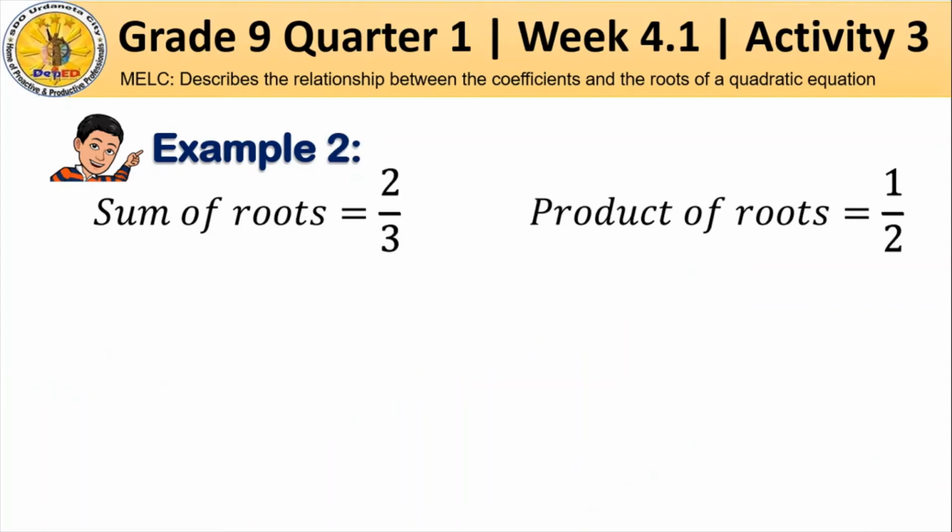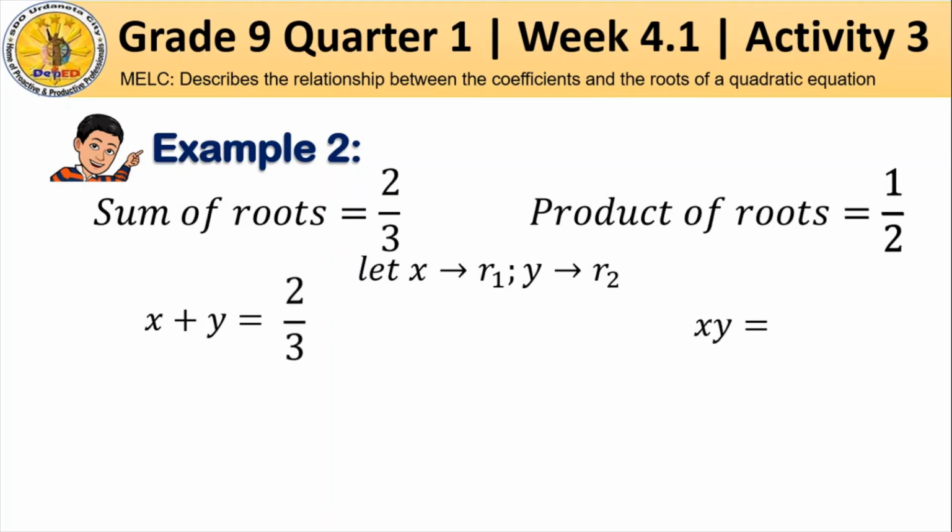Next example. Sum of the roots is equal to 2/3. Product of the roots is equal to 1/2. To determine the quadratic equation that satisfies this condition, again, we let x be r sub 1 and y be r sub 2. Then we can establish x plus y is equal to 2/3, and x times y is equal to 1/2.